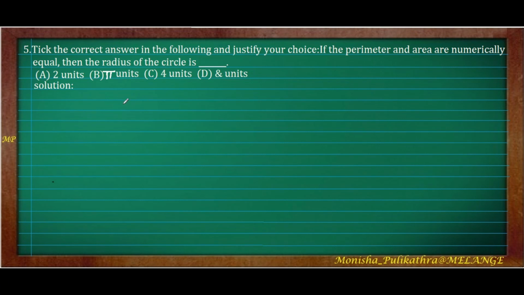Moving on to the last question of this session: tick the correct answer in the following and justify your choice. If the perimeter and area are numerically equal, then the radius of the circle is. If the perimeter of a circle and the area of a circle are numerically equal, then we have to find the value of the radius. We know that the perimeter of a circle is given by the formula 2 pi r, whereas the area of a circle is given by the formula pi r square.